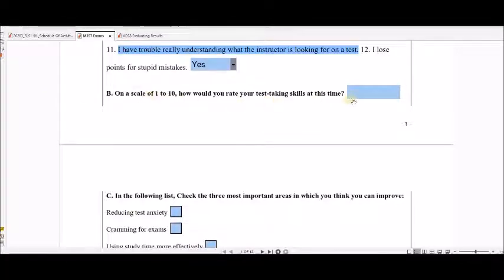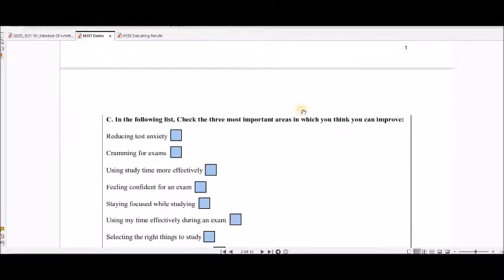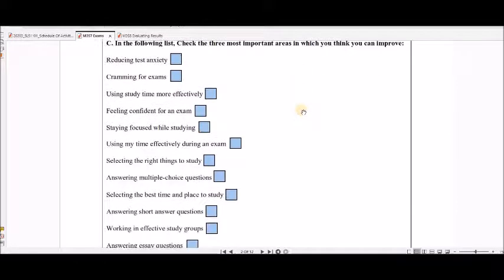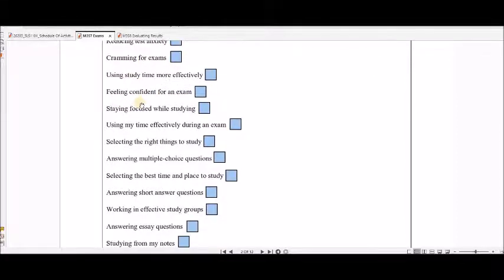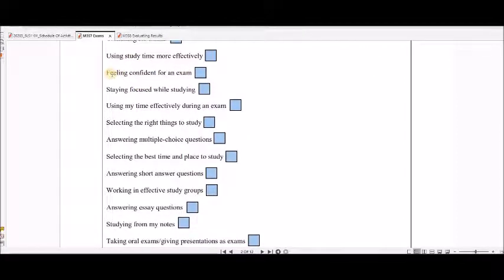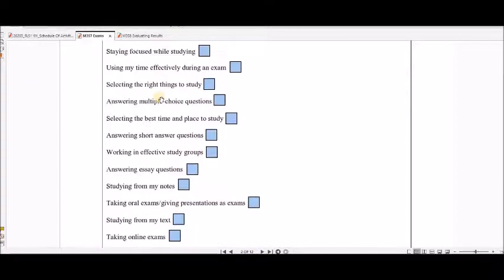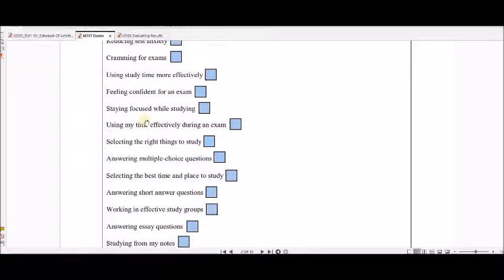On a scale of 1 to 10, how would you rate your test taking skills at this time? Okay, three things which you might want to improve. Do you have problems with test anxiety? Do you put yourself in a situation where you have to cram for exams? Do you need to figure out how to study more effectively, using your time more effectively? Do you need to improve ways in which you feel confident for an exam? I don't imagine this is a big one for a lot of people, because there are many reasons you don't feel confident. In fact, that's what all these other ones are about: ultimately, do you feel confident for an exam?